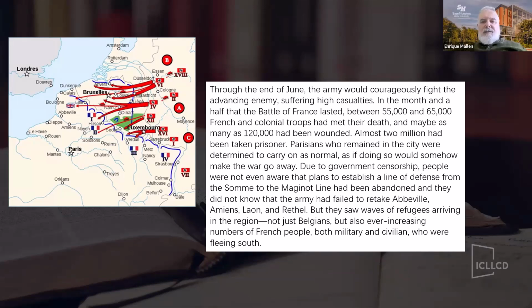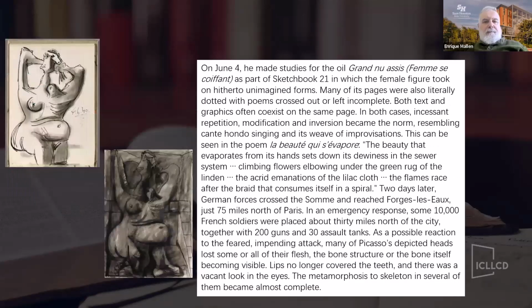Due to government censorship, people were not even aware that plans to establish a line of defense from the Somme to the Maginot Line had been abandoned, and they did not know that the army had failed to take Abbeville-Amiens, Laon, Rethel. But they saw waves of refugees arriving in the region, not just Belgians, but also ever increasing numbers of French people, both military and civilian, who were fleeing south.